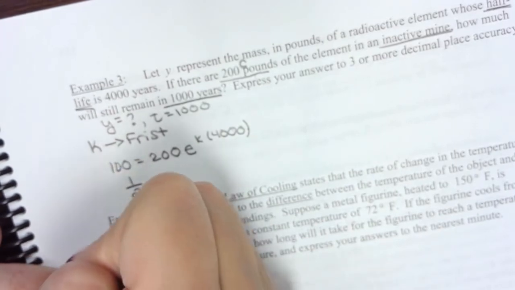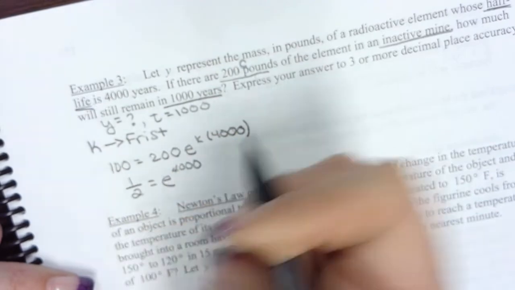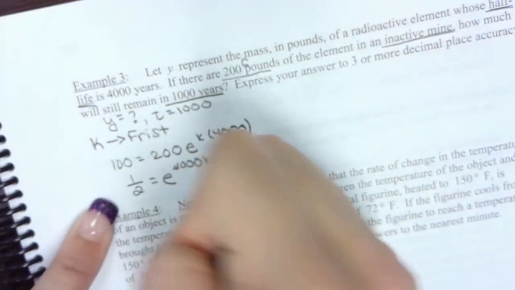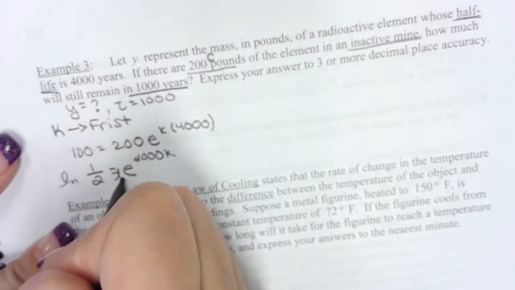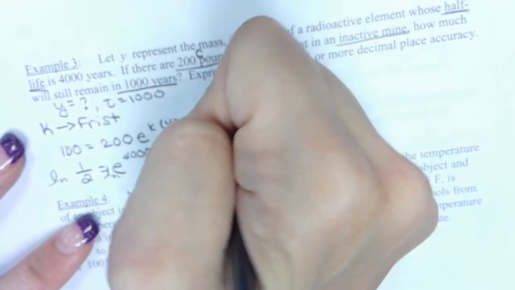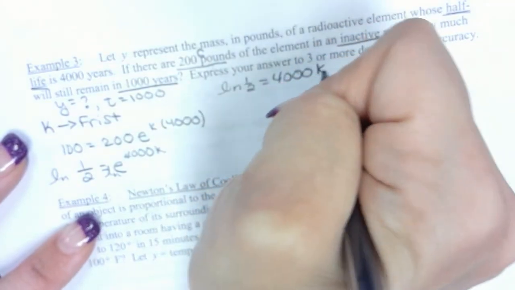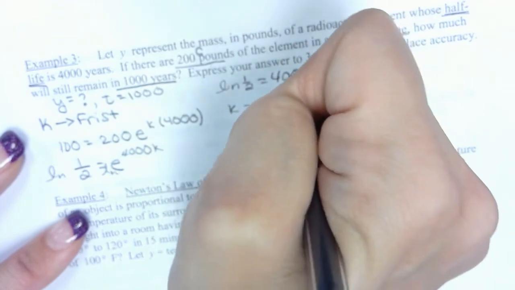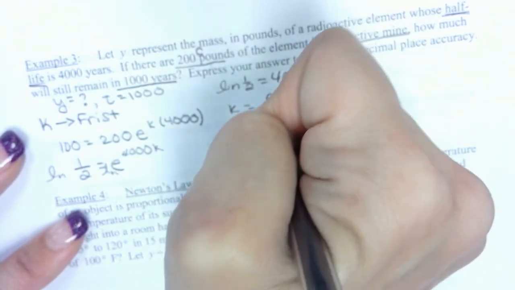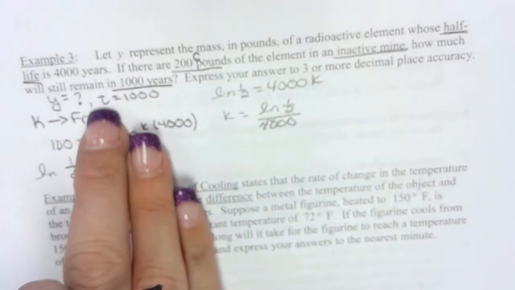So now let's solve. First we divide by 200 and we get 1/2. Do you guys see, just like on example 1, if we had used 1/2 c, the c's cancel and we still have the 1/2. Okay. Alright, so now let's solve for k here. We're going to ln both sides. So we get ln 1/2 equals 4,000 k. And then we know that k equals ln 1/2 over 4,000. Now, this number is a decimal, and we're going to use that to answer our following question.